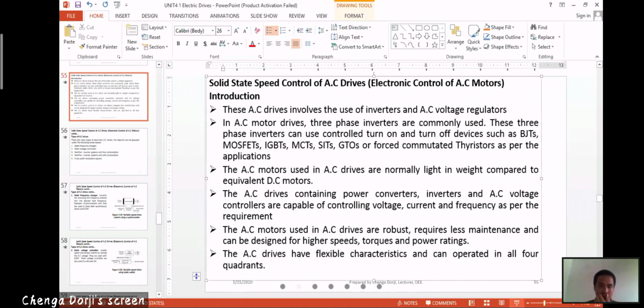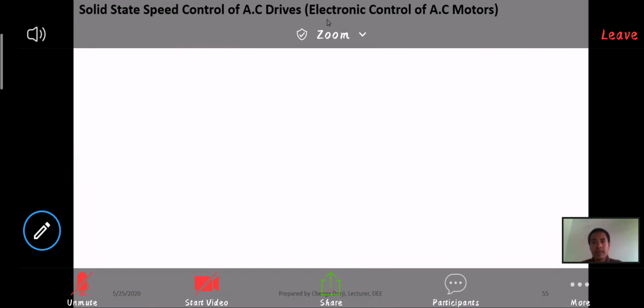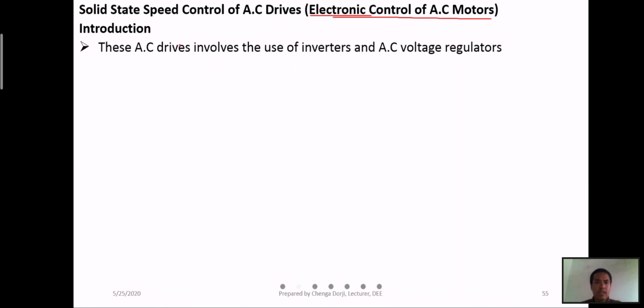Okay, so now we'll go with this solid state speed control of AC drives, or electronics control of AC motors. Speed control of AC motors, especially the induction motor, using the conventional method we have already discussed in AC machines. The speed control of AC drives involves the use of inverters and voltage regulators.